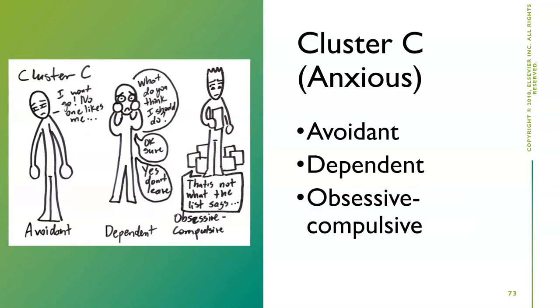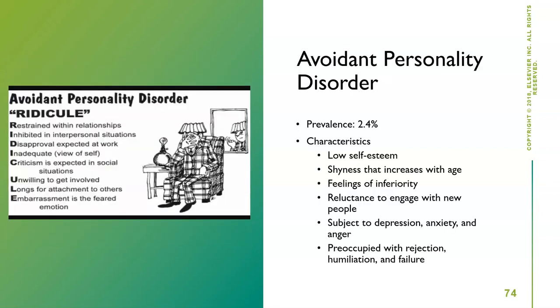Okay, we're going to cluster C. So these are anxious. They are fearful. They are insecure. And we're going to see that throughout all of these when we talk about what they are. Avoidant is hard because you'll tend to confuse it. They are sensitive to rejection.